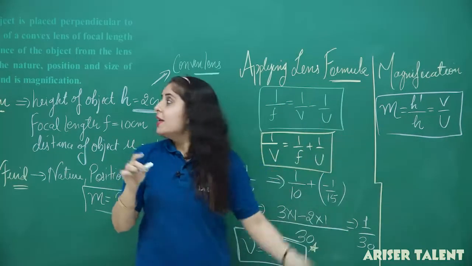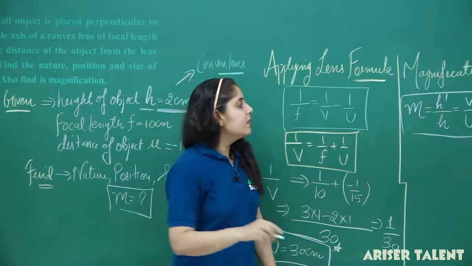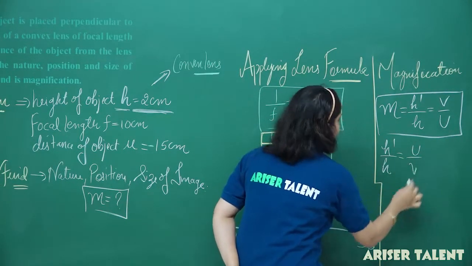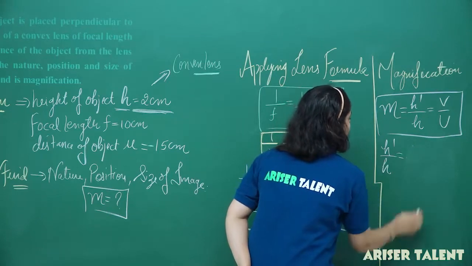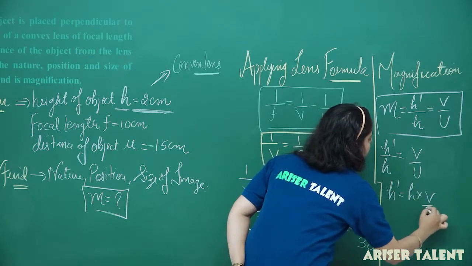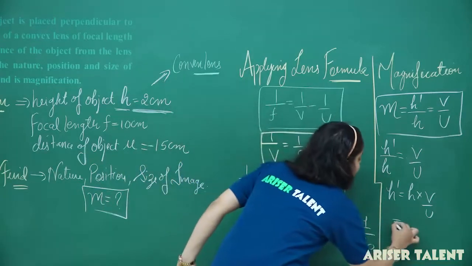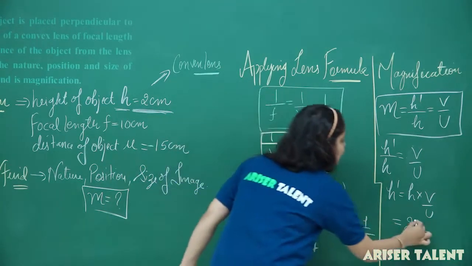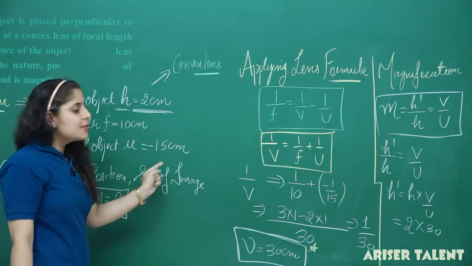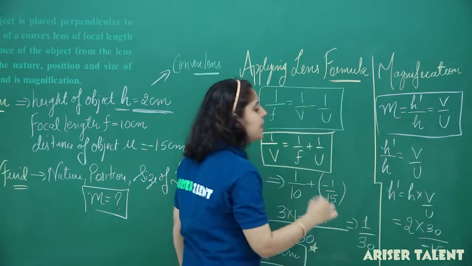What is h dash? H dash will be the height of the image. And what is h? H is the height of the object. So I can write here h dash upon h is equal to v upon u. Now h dash will be equal to h into v upon u. Is it all right? We have just shifted the formula. Now height is 2 centimeter, v is 30, and you can see that what is the value of u here? U is minus 15 in this case.